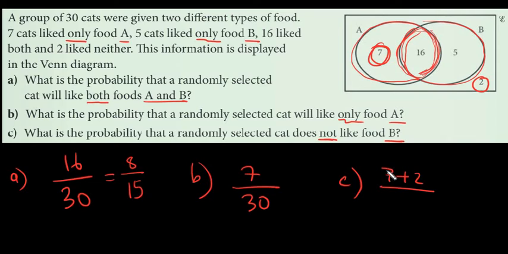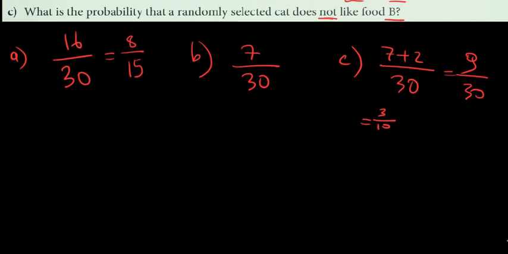7 plus 2 over the number of all cats, so it is 30. 9 over 30. You can just simplify this. Divide both numerator and the denominator by 3. 3 over 10 is going to be the answer to question C. Okay, let's see another example.